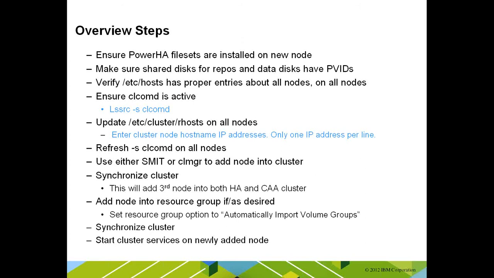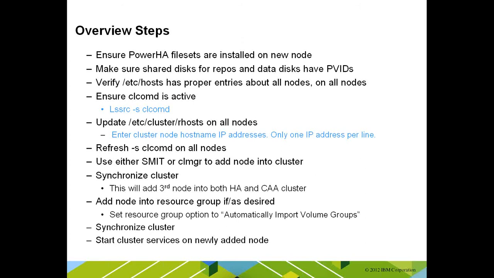What I'm going to do now is actually give you an overview of what the steps required to perform this change dynamically are. Of course, PowerHA has to be installed on the target node, the new node that's going to be added into the cluster. We need to make sure that the shared disks that we're dependent on are already known to the new node along with the PVIDs being displayed. Not worried about the volume group information. I'll show you how to deal with that. But we must have the PVIDs existing for both the cluster repository disk and any data disks we may have.